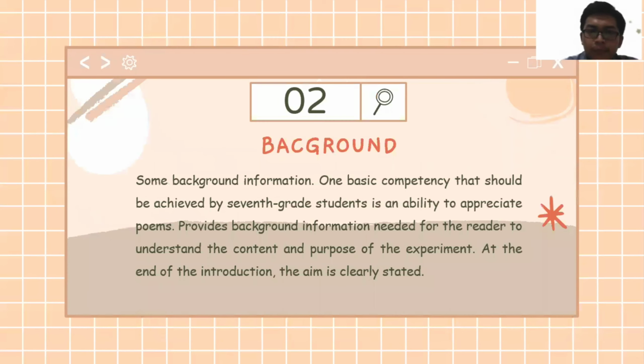Number 2, background. Some background information. 1. Basic routines that should be achieved by a 7th grade student is an ability to appreciate poems. Provide background information needed for the reader to understand the content and purpose of the experiment. At the end of the introduction, the aim is clearly stated.